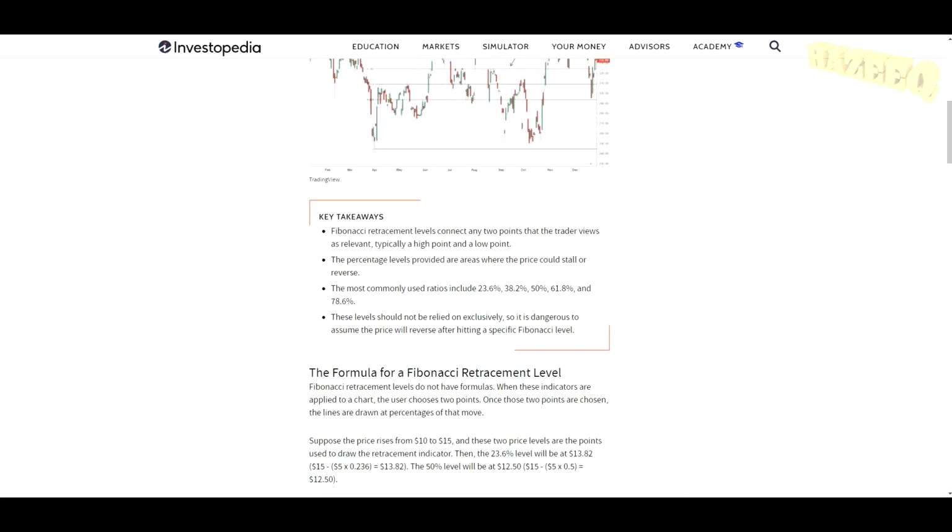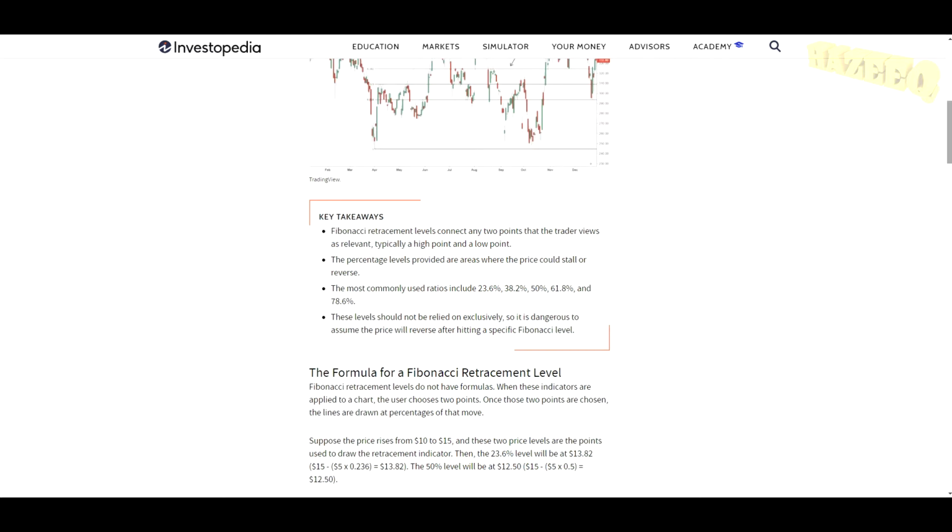Now, basically, key takeaways. Fibonacci retracement levels connect any 2 points that the trader views as relevant, typically a high point and a low point. We're going to get into that in a second. The percentage levels provided are areas where the price could stall or reverse. The most commonly used ratios include, we don't need those right now. These levels should not be relied on exclusively, so it is dangerous to assume the price will reverse after hitting a specific Fibonacci level.